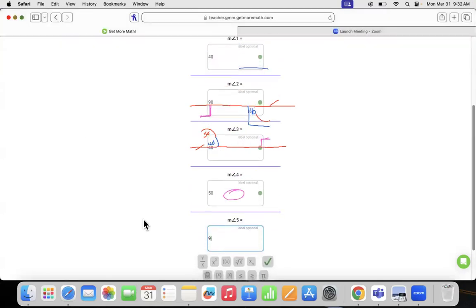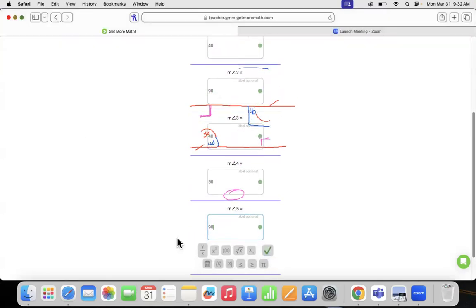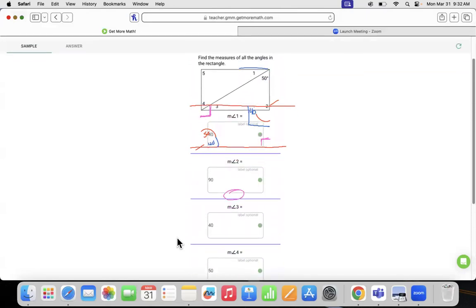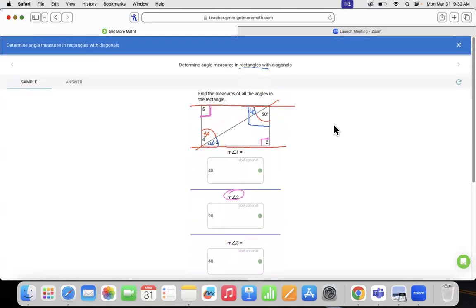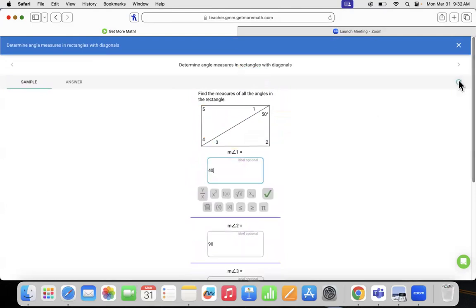So hopefully you see that this brings way back when we were talking about alternate interior, alternate exterior, all those things, and then just knowing what you need to know about rectangles. Let's see what else it gives us here. Oh, dang, I didn't see it change. Let me go back to something like that. There we go. Let's see what's going on here.